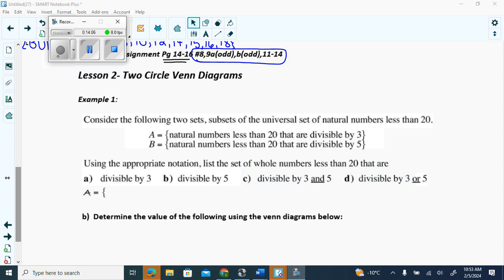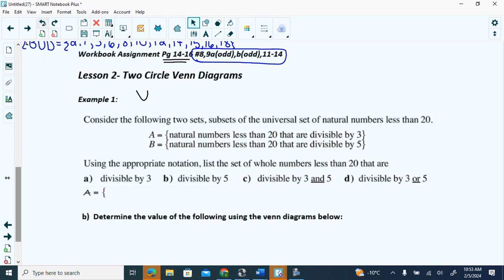Okay? So, here it says, consider the following 2 sets, subsets of the universal set of natural numbers less than 20. So I'm going to write those out first. The universal set are the numbers or the people or whatever it is that are sitting in this hat that I'm allowed to draw from to make other subsets of, correct? So the universal set for this question are the natural numbers less than 20.